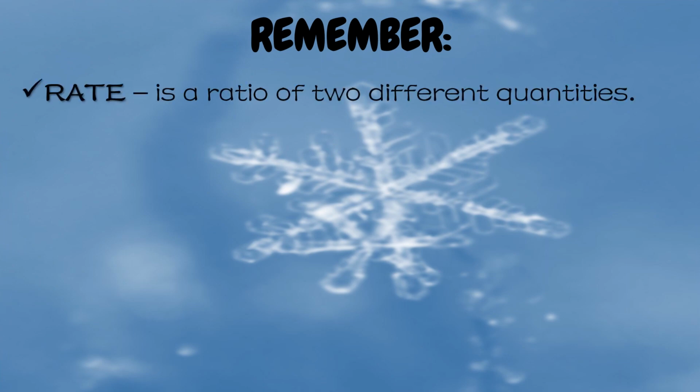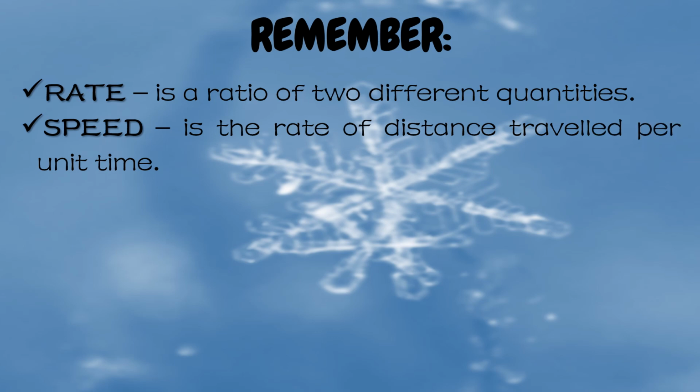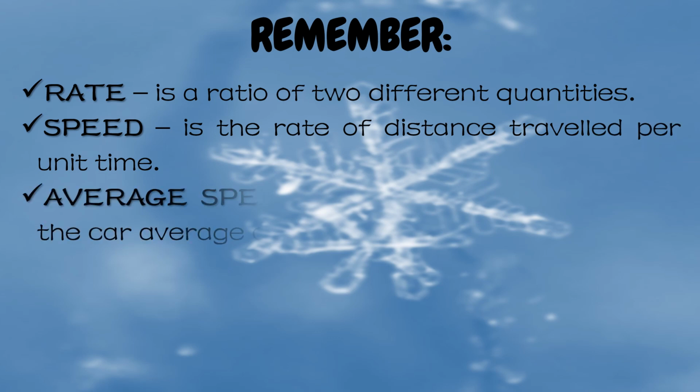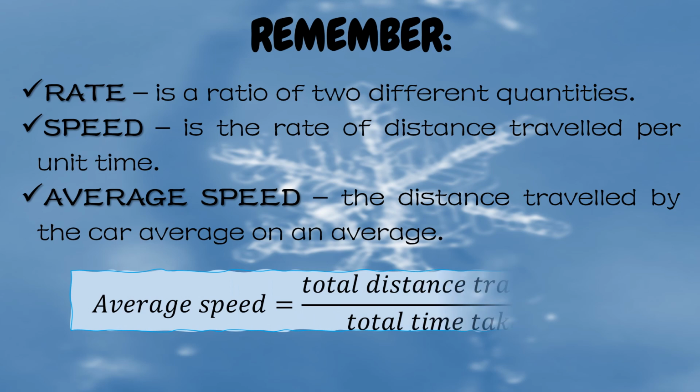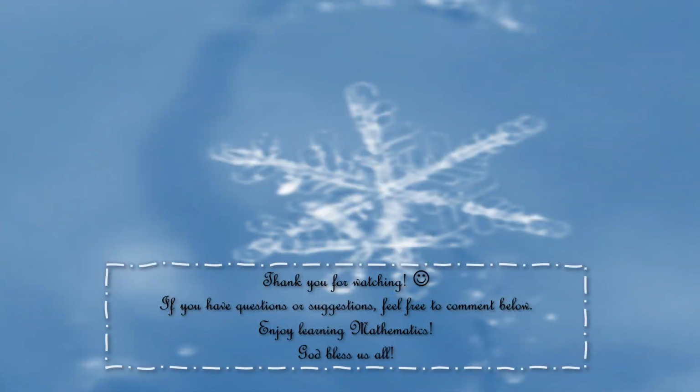So let us now summarize. Rate is a ratio of two different quantities. Speed is the rate of distance traveled per unit time. Average speed is the distance traveled by the car on average. So again, ito yung formula para sa average speed. Ganun lamang kadali ang pagme-measure ng average speed at kung ano ba yung rate at speed.